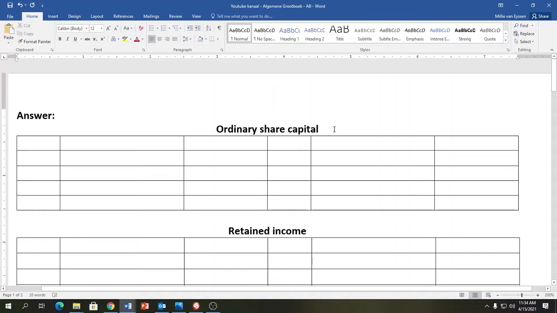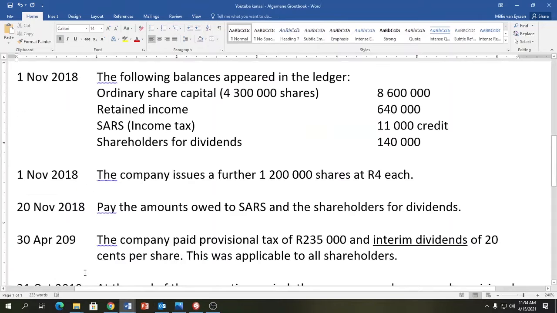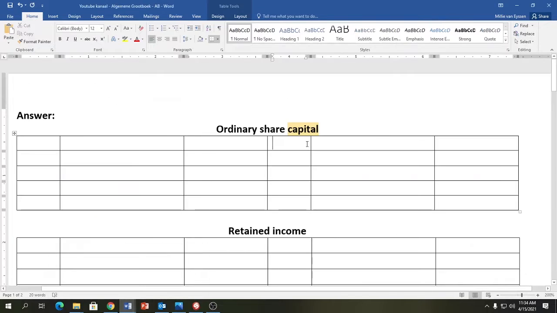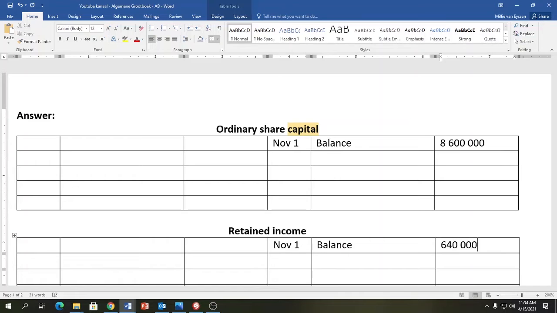We now in grade 12 work with an account called ordinary share capital. It is still your capital account, so it will always go to the credit side. Okay, I must just check my dates over here. It's November the 1st. So on November the 1st, I will have my balance and it's 8.6 million. I can also fill in retained income. It's also part of owner's equity, 640,000.